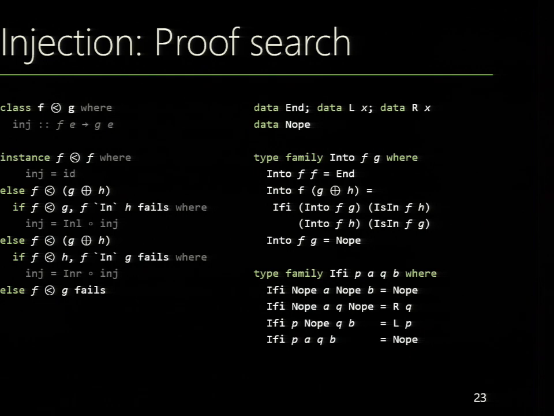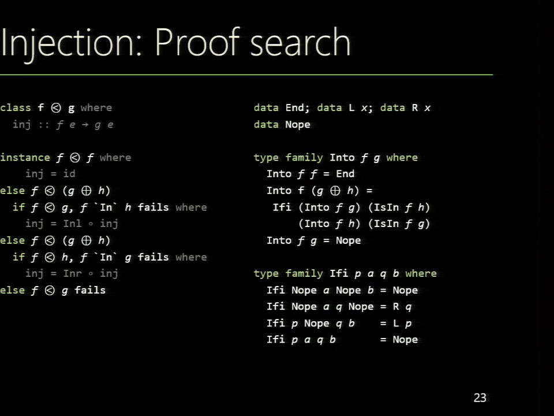Some of these cases are simple. Injecting F into itself is I'm done. That's the end of the path. I have a middle case here I'll come back and talk about, but if that doesn't work either, then I'm done. It doesn't work. It doesn't fit. Right? So this is just a standard, I guess, closed type family. The middle case is a bit tricky.